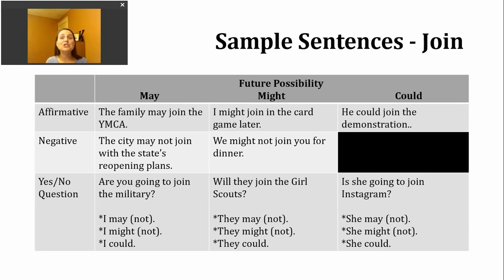So here are two example sentences of future possibility. The city may not join with the state's reopening plans. This is a sentence I've heard as I've watched and read news. In many states, there are different decisions being made on the state level versus a local level about how to safely open schools, businesses, and other things as we still deal with this pandemic.